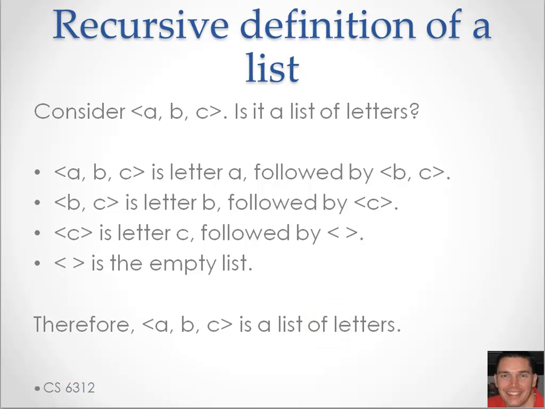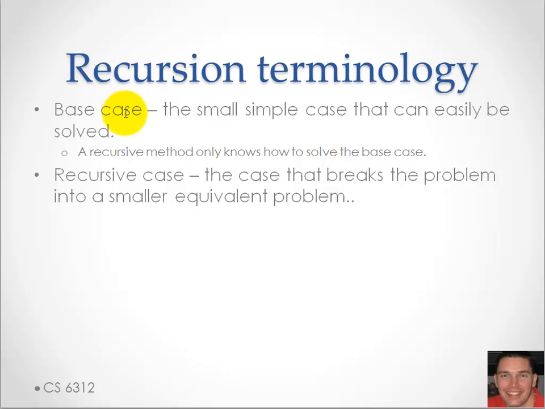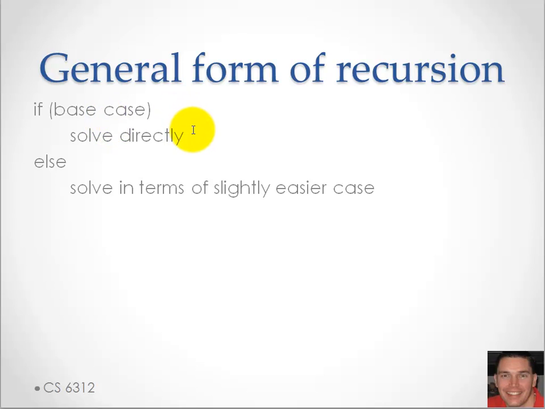So coming back here, and again reviewing some of our terminology, the base case is a small, simple case that can easily be solved. In a recursive method, the only thing that it knows how to solve is the base case. And then the second component of a recursive method or a recursive function is the recursive case. This is the case that breaks the problem into a smaller equivalent problem. So the general form of recursion is going to look like this. If we have reached our base case, we solve that directly. Otherwise, we're going to solve it in terms of a slightly easier case.